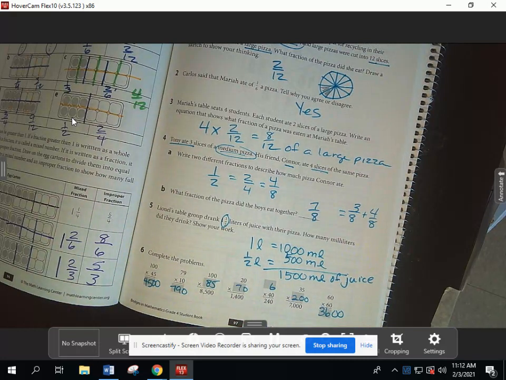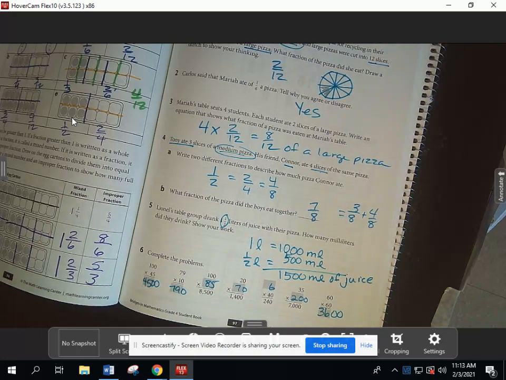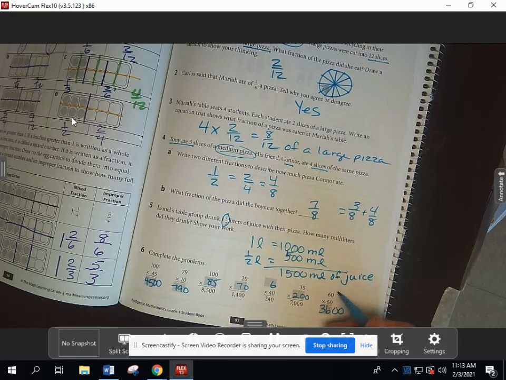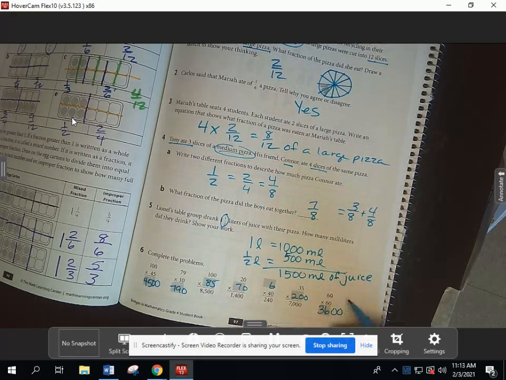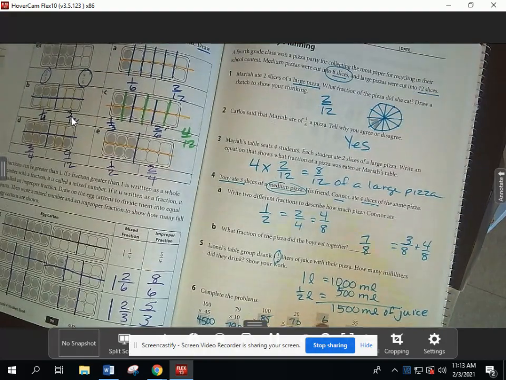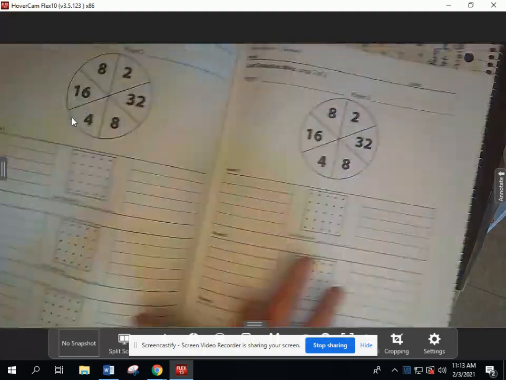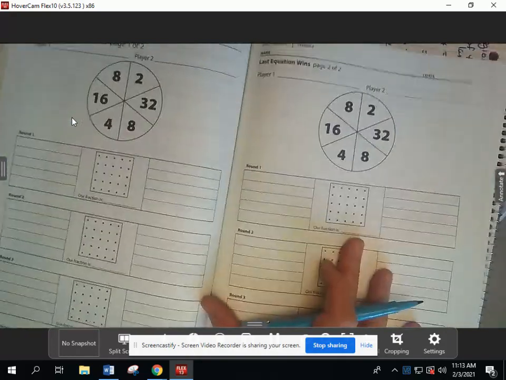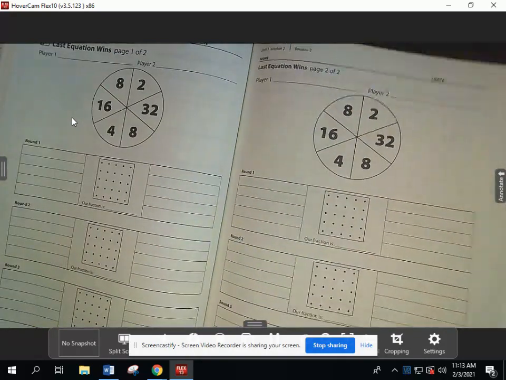3,600. 6 times 6 is 36, times 10 is 360, times another 10 is 3,600, because we have to think about it. 6 is times 10, and this 6 is times 10. We have to do times 10 twice, or in other words, times 100. Okay, this is the game, but we have some things to do first.